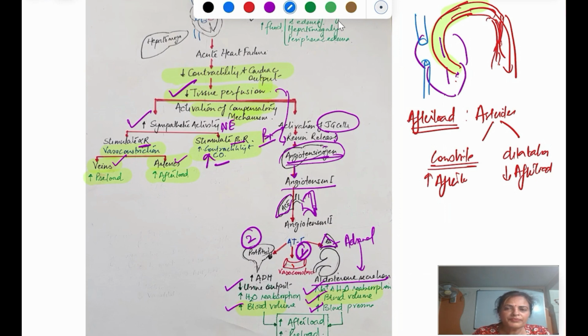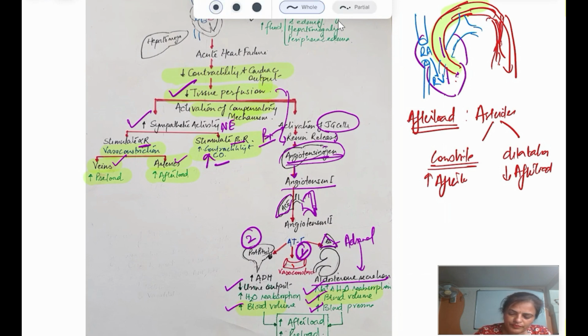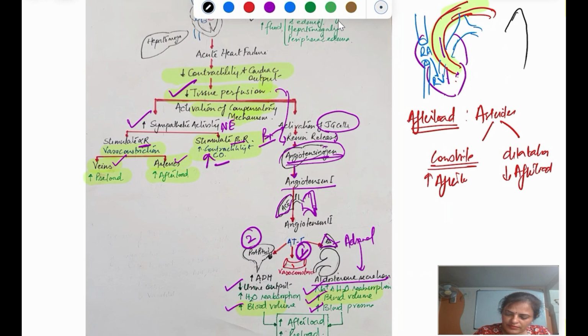So ultimately from here, from the right atrium, it will move to the right ventricle, and from here it is going to the pulmonary trunk, and from the pulmonary trunk the blood will move to the lungs. From the lungs, oxygenation of the blood will happen, and it will come through the pulmonary vein to this side.